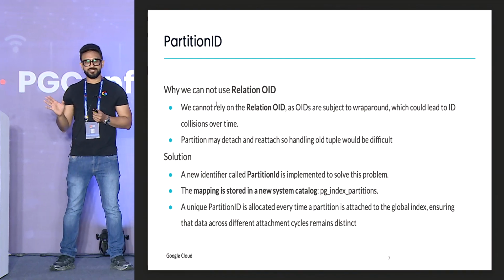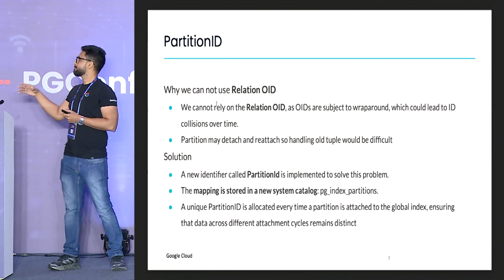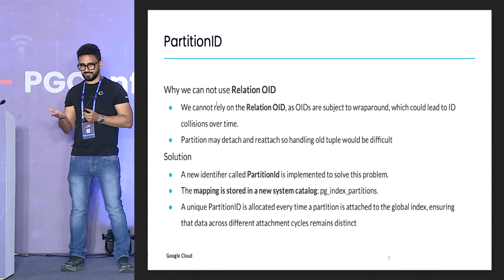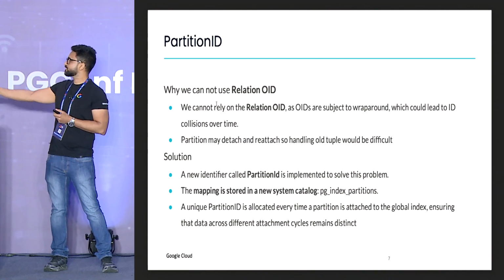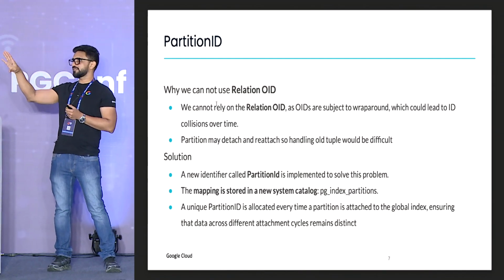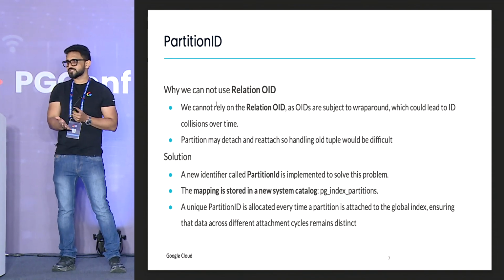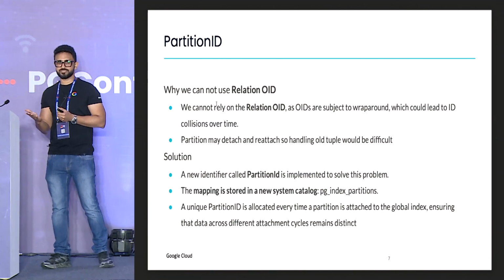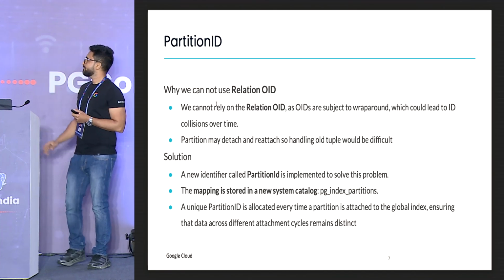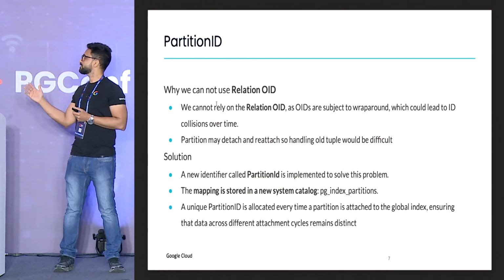So the thing is that the relation OID can wrap around. If you drop a relation, the OID is a 32-bit number which can wrap around and can be used by any other relation as well. And the second part is you may detach the partition from the partition hierarchy and may reattach it. So the problem is that if you leave the tuple in the global index and don't clean it up, what will happen when you detach and reattach the same partition? It will come with the same relation OID. It means you will not be able to distinguish between the tuple which was previously there in the global index versus the newly added one. So you don't know how to ignore the older tuple. Because of that, we cannot use an ID which is constant or can be wrapped around and assigned to some other relation.